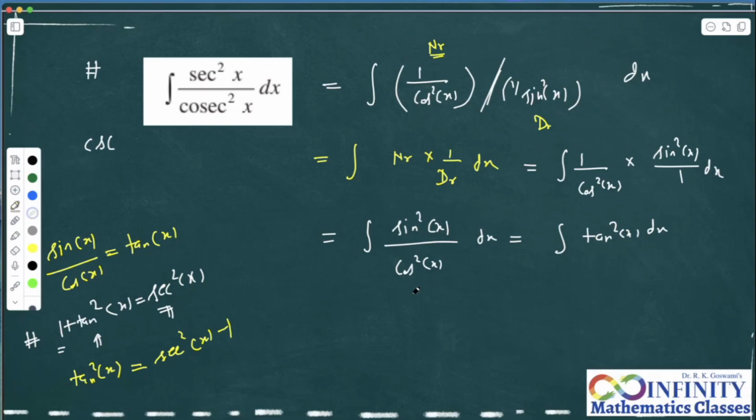Yes? Yeah. So you should help me. It is secant square x. It will become tangent x, plus the integration of 1, which is x. You need to add the constant of integration c. So this is how you should be able to do some questions.